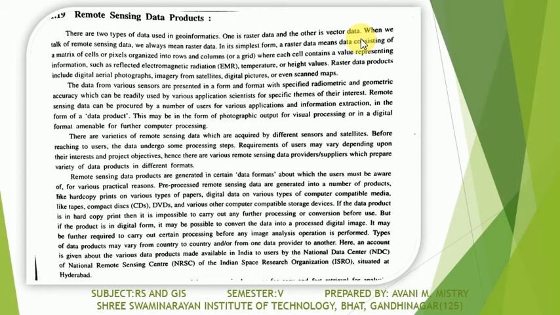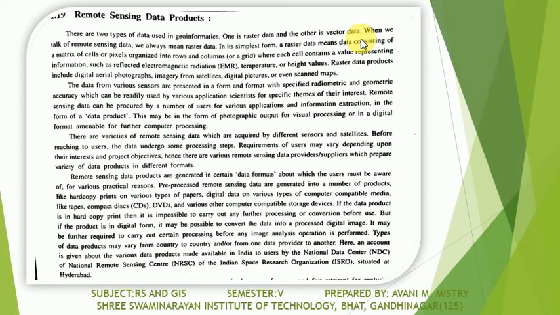The data from the various sensors are presented in a format with specified radiometric and geometric accuracy, which can be readily used by various application scientists for the scientific themes of their interest. Remote sensing data can be procured by a number of users for various applications and information extraction in the form of a data product. This may be in the form of a photographic output for visual processing or in a digital format amenable for further computer processing.